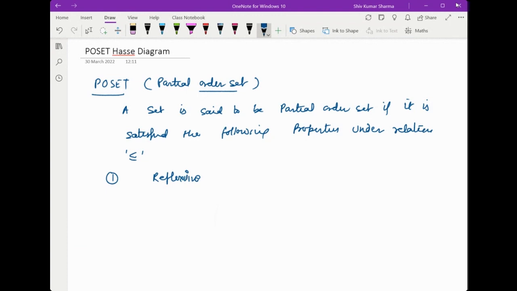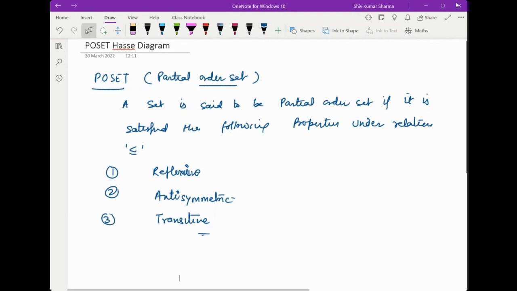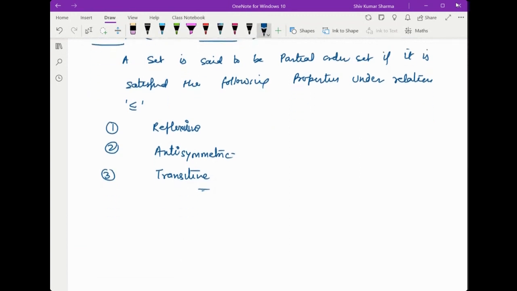Reflexive. Second is antisymmetric. And third is transitive. So if a non-empty set satisfies these three properties, then it is said to be a POSET. So we give one example.